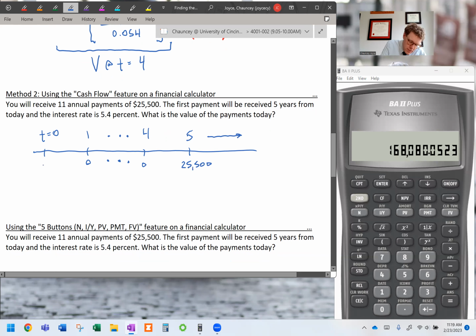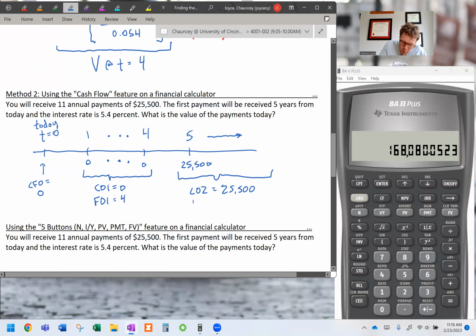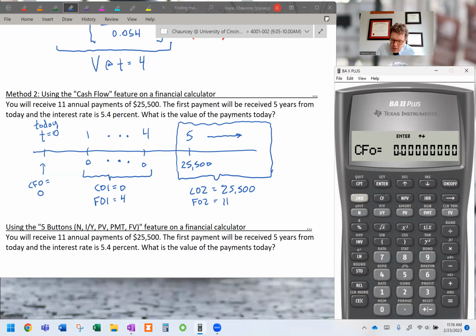So one way we could do this is recognize that there's no cash flow here. So cash flow 0 is 0 today. And then the next stream of cash flows, we'll call it cash flow stream 1, is 0, and you have a frequency of 4. And then your next stream of cash flows, cash flow 2, is 25,500 for a frequency of 11. So that's the key part of the issue, recognizing a timeline, timing, risk, and magnitude. Let me show you how to do it, the cash flow approach.